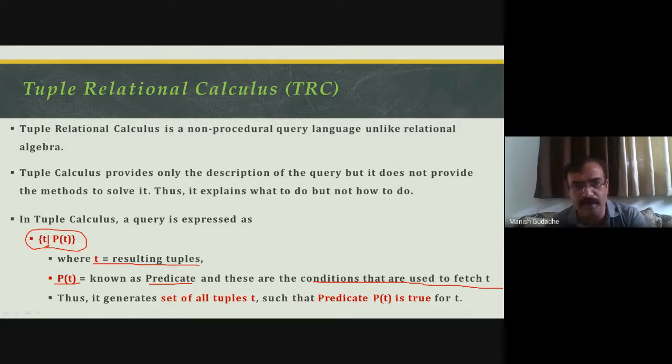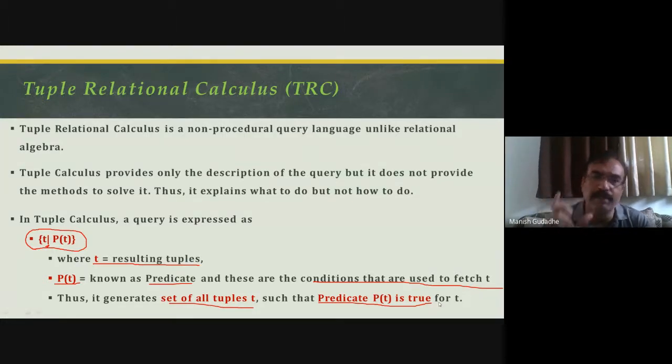The similar things we are doing in the previous cases also, but it is now read in such a way that: output the tuples T such that the predicate P is true on them. Generate the set of tuples T such that the predicate P is true for T. This is the smallest expression; this predicate may be a huge expression combining a number of conditions together. That is possible, with and, or, not, all these conditions we can put.